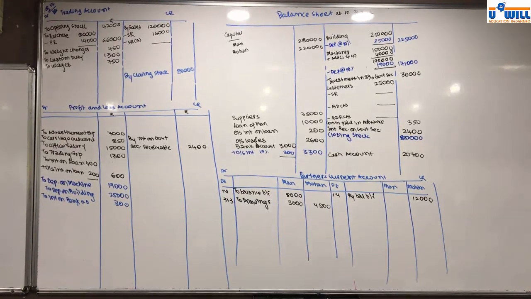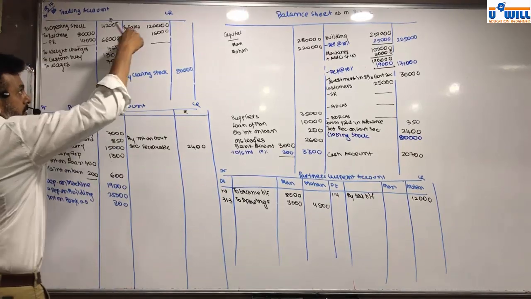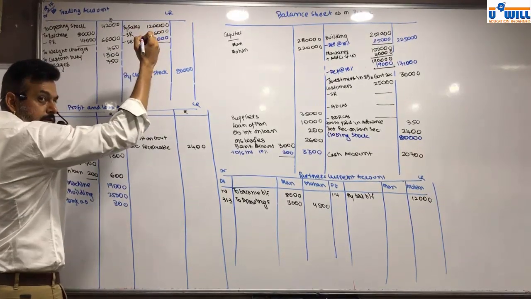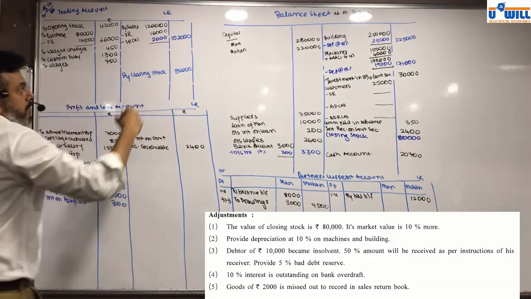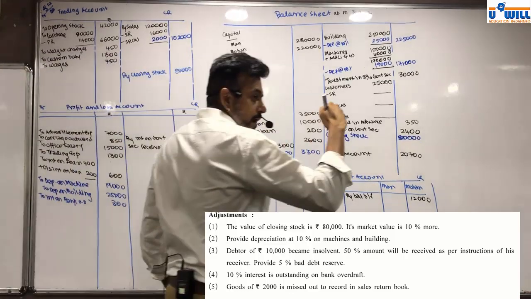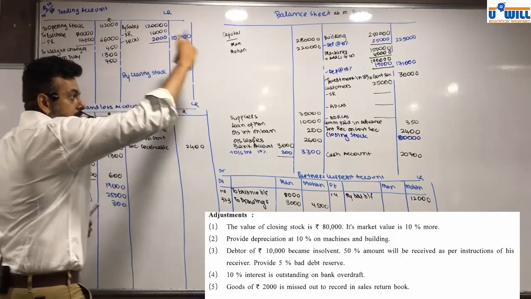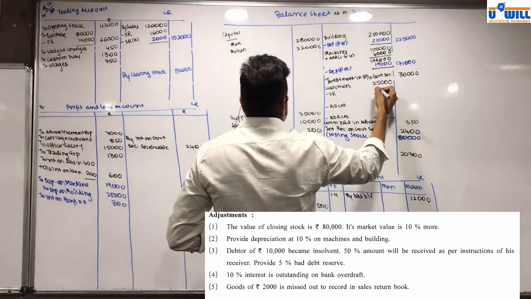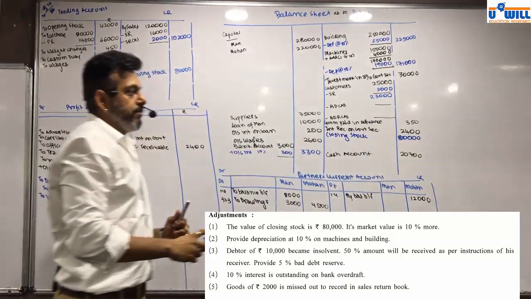Now let's go to adjustment number 5. Goods of 2,000 is missed out to record in sales return book. तो यहाँ sales return में 2,000 आ जाएगा. So outer column is 1,02,000 and customers में से भी हो जाएगा minus. What's the journal entry for sales return? Sales return account debit to customers account credit. Okay, so sales return increase कर दिया and customers को decrease कर दिया. $23,000.